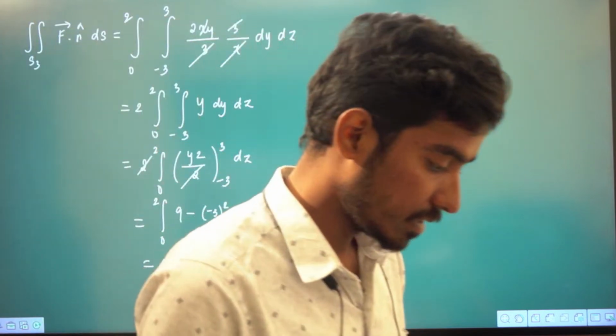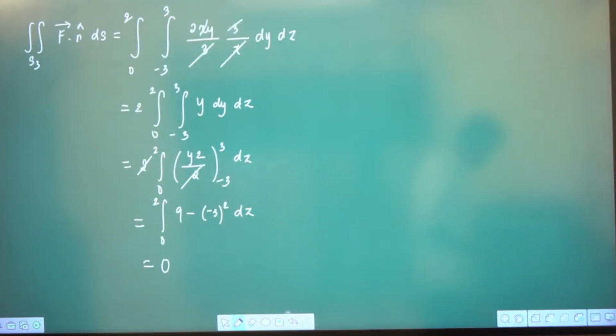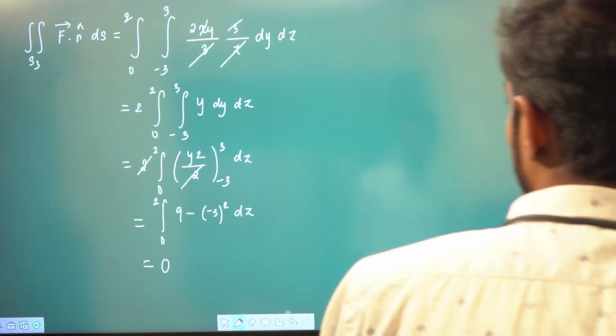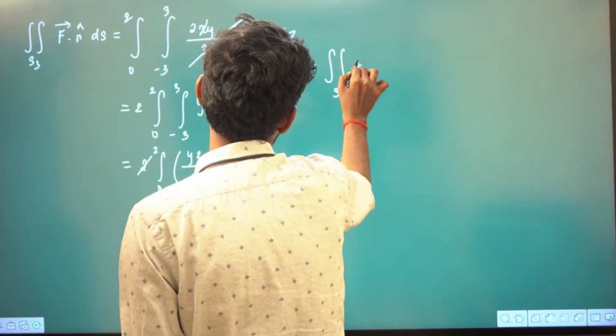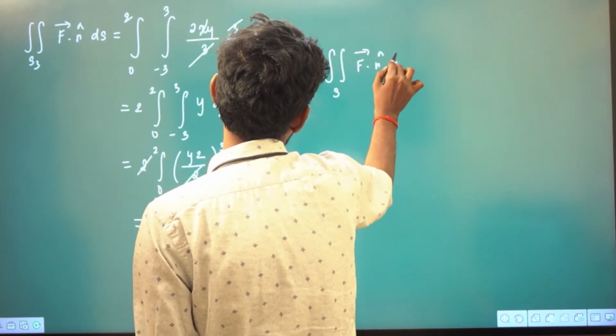Is it clear? See, that is an odd function. y dy is an odd function, so that will always be 0. That integral will always be 0. So therefore, the double integral over S of f vector dot n cap ds.